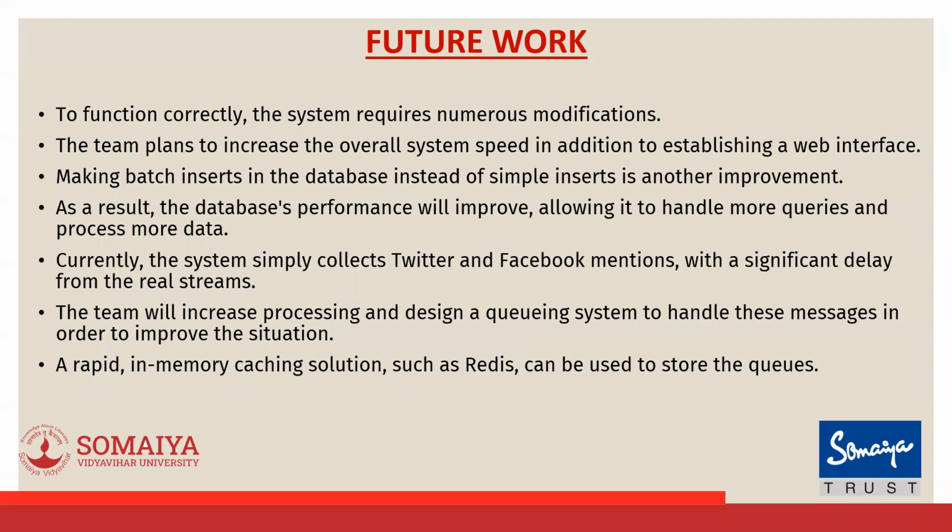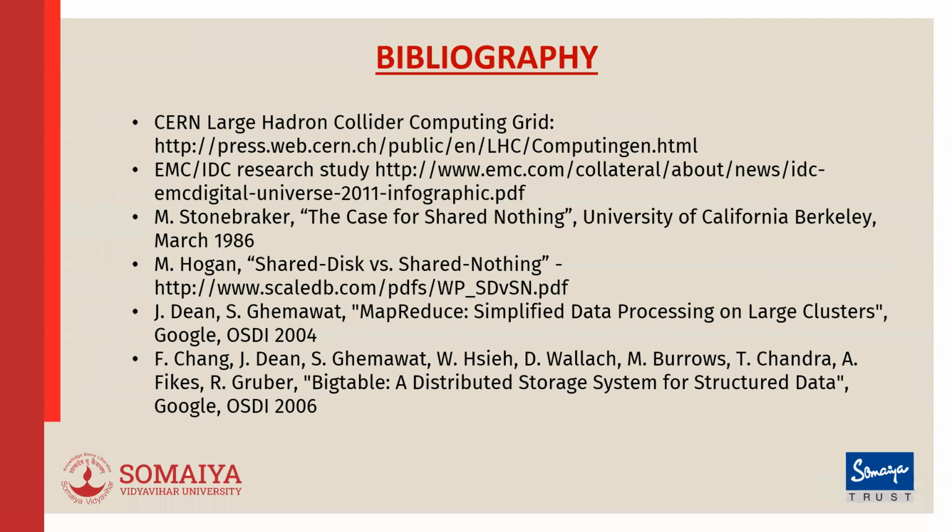Currently, the system simply collects Twitter and Facebook mentions with a significant delay from the real streams. The team will increase processing and design a queuing system to handle these messages in order to improve the situation. A rapid in-memory caching solution such as Redis can be used to store the queues.